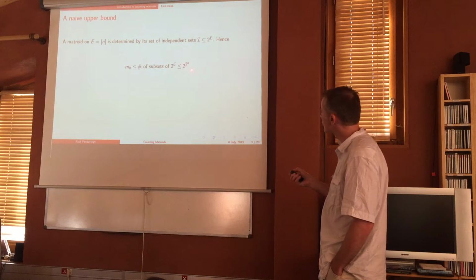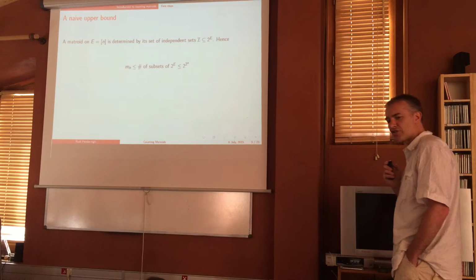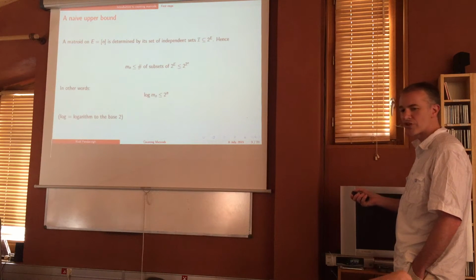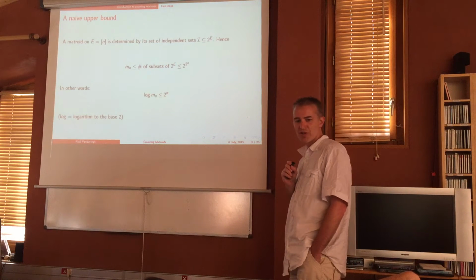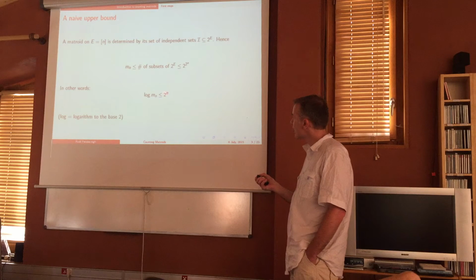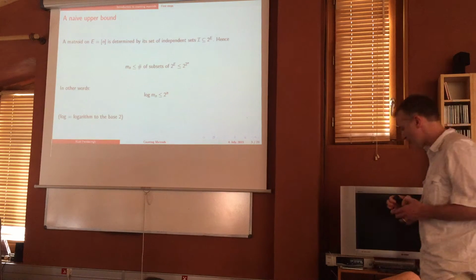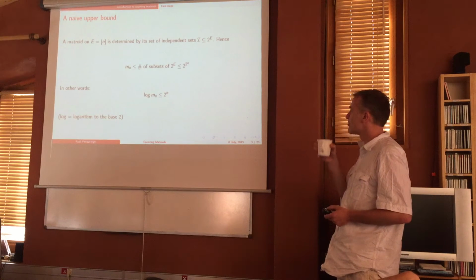Now, as you can see, most of the action is happening up here in the exponent. So I'll usually end up with a statement about the logarithm of the number of matroids on n elements in this talk. This just brings the exponent down a bit. So our first upper bound is 2 to the n for the logarithm of the number of matroids on n elements.